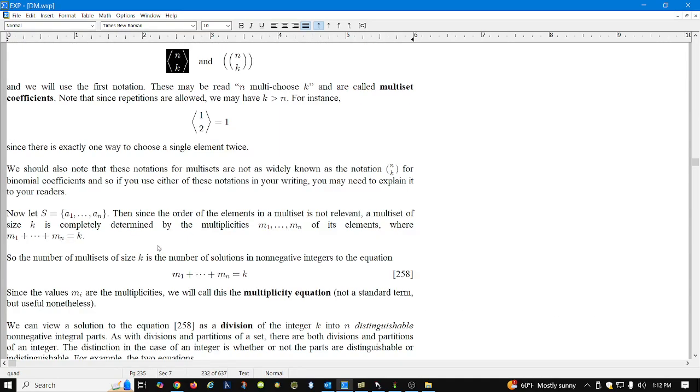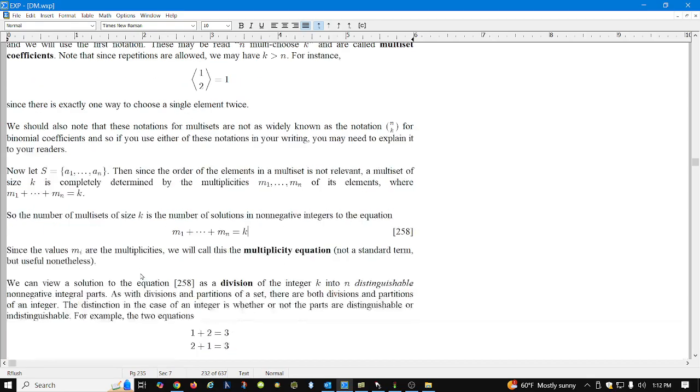So in fact, the number of multisets of size k, again taken from a set of size n, is simply the number of solutions in non-negative integers to this equation. The mi's are the multiplicities, so it seemed to me that we should call this the multiplicity equation.